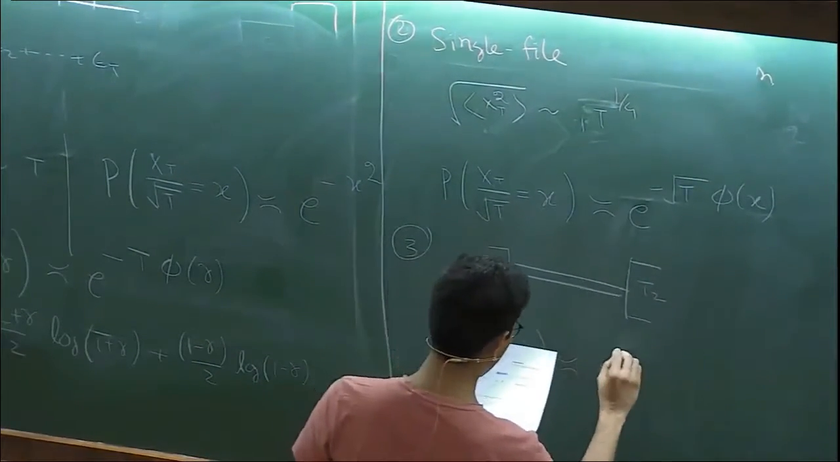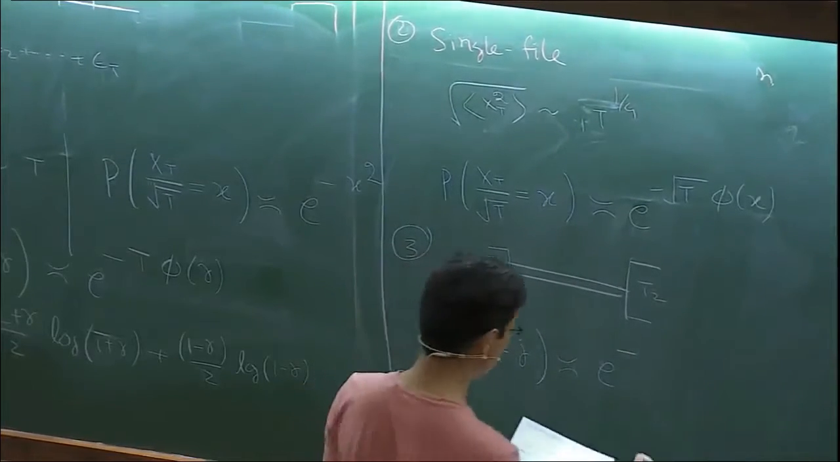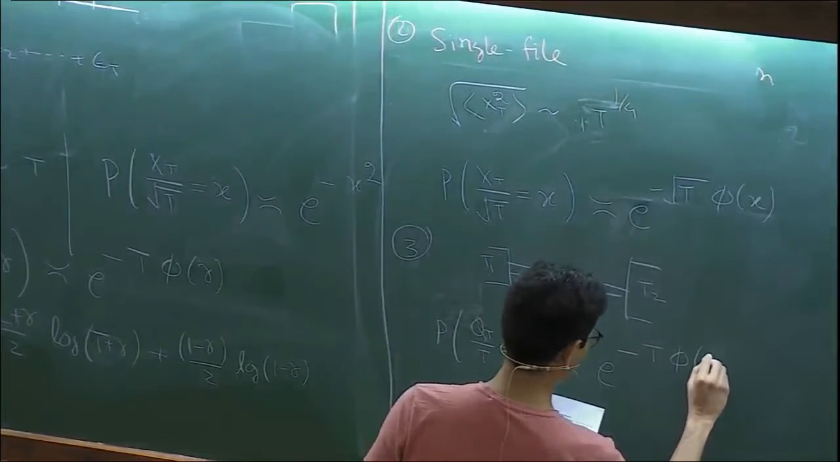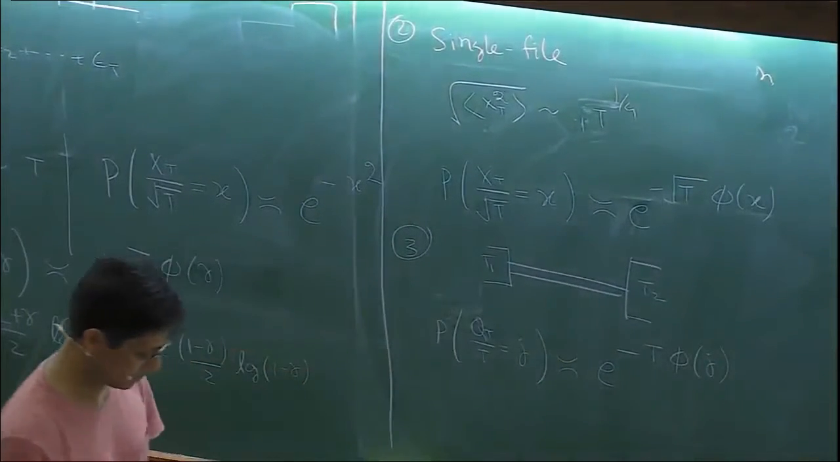So this is mostly for diffusive systems. Of course, in one dimension, there is anomalous transport. So there is a large deviation form.